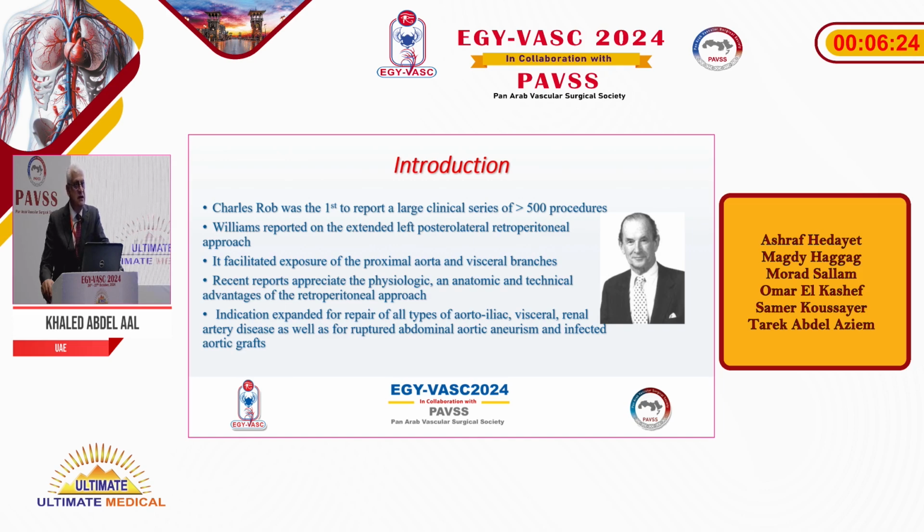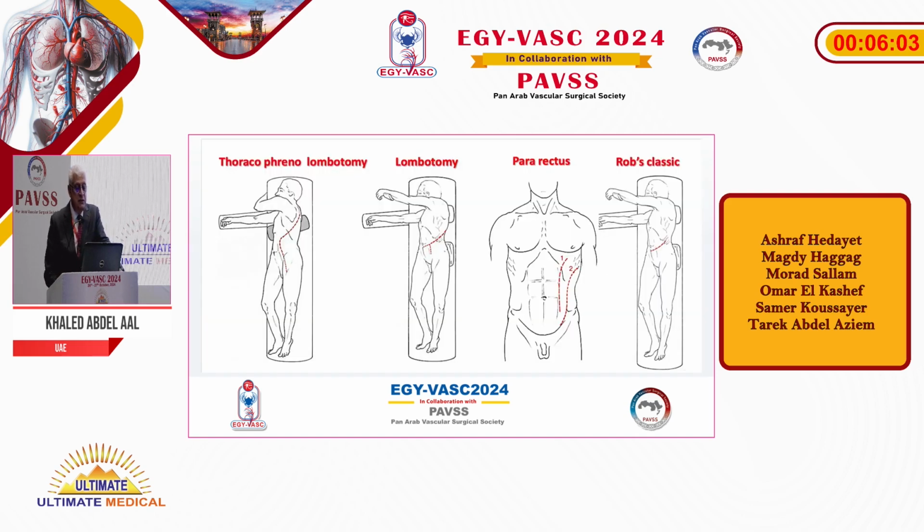A few years later, this technique was developed by Williams, and we found that it facilitated the exposure of the proximal aorta and visceral branches. Recent reports appreciate the physiologic, anatomic, and technical advantage of the retroperitoneal approach, and the indication was later expanded for repair of all types of aortoiliac disease. On the right side you can see Rob's classic technique, between the tip of the 12th rib up to 2 fingers below the umbilicus. It was expanded later by Williams with the pararectus technique, and expanded downwards to the lombotomy, up to the thoracofemoral lombotomy that you see on the left side.